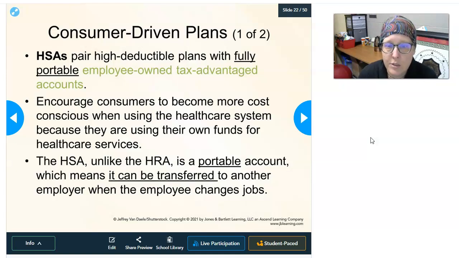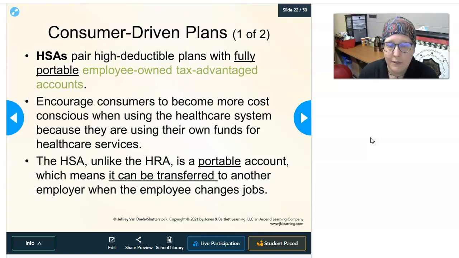So it encourages the consumers to become more cost-conscious when using the healthcare system, because you use your own funds for the healthcare services. And it's almost like, okay, you have X amount that's paid into this health savings account by your employer, and that's what you have. If you don't use it, it gets to sit in that account, and maybe you can use it the next year, or the next year, or the next year. And if you do use it, you have to manage it. And if you use up all that money, then you would have to pay out of your regular income the rest of the bills that you owe for healthcare.